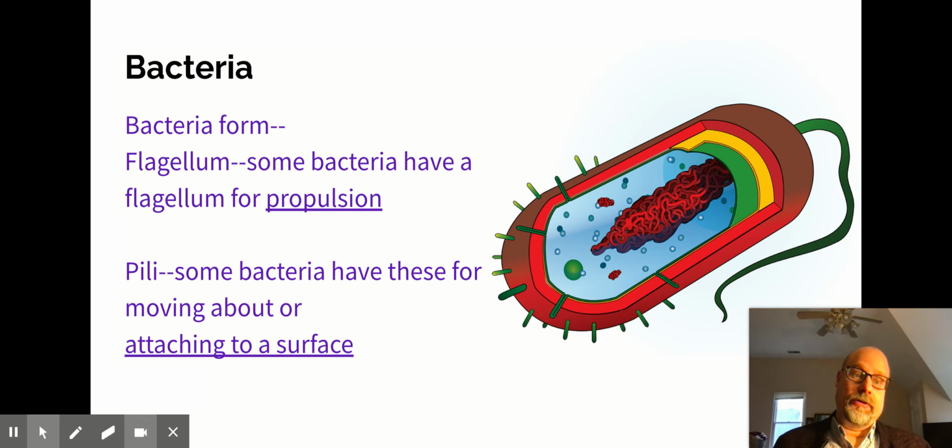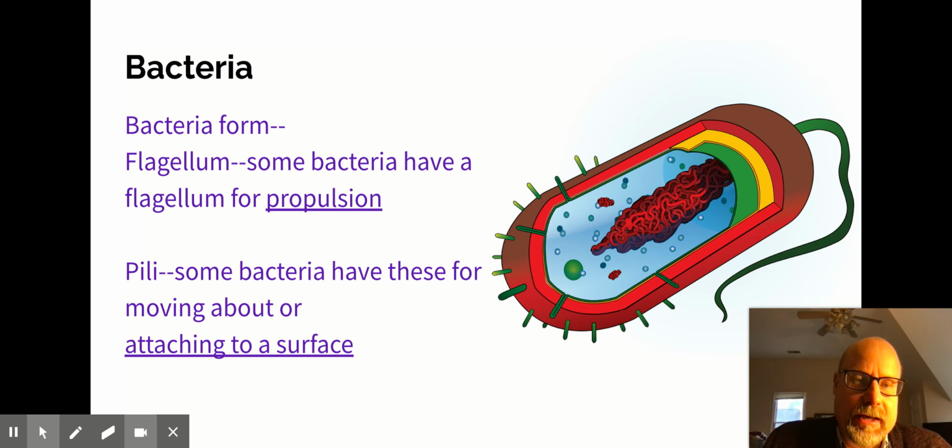Bacteria, unlike a virus, is a living organism. It actually processes energy. It actually eats things. It actually builds structures within itself using its own power. Bacteria, in their form, are very much like our little friend here in the diagram.